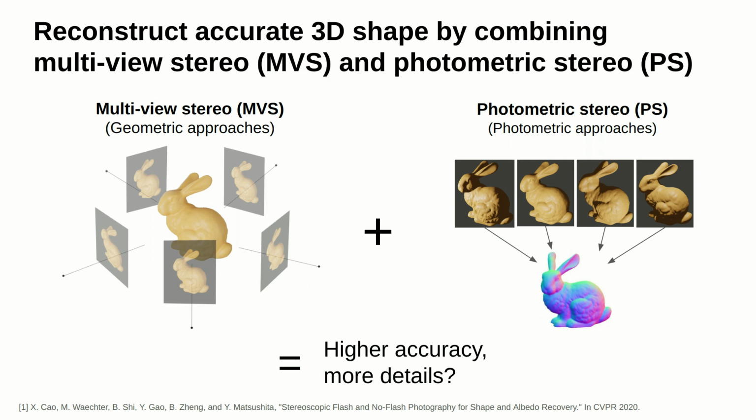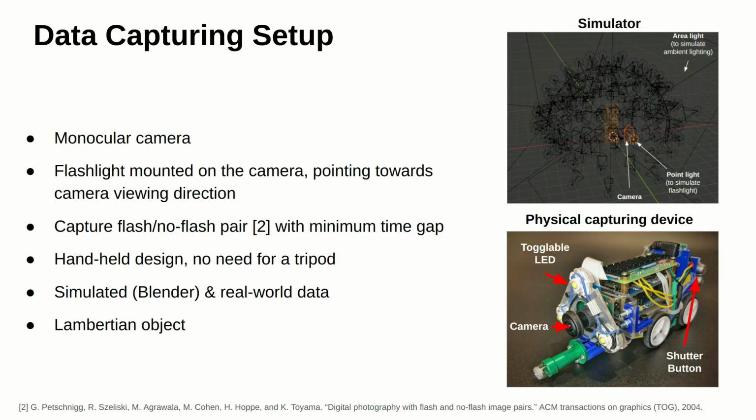We focus on implementing the closed-source method for Lambertian object shape refinement based on flash and no-flash imaging, and combining it with an open-source state-of-the-art structure from motion method. To evaluate our method, we develop a customized simulation pipeline in Blender for data capturing and ground truth generation. We also develop a handheld device for real-world data capturing to demonstrate the functionality of our method.